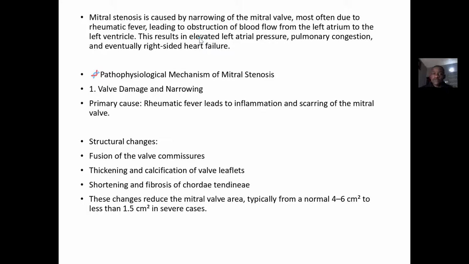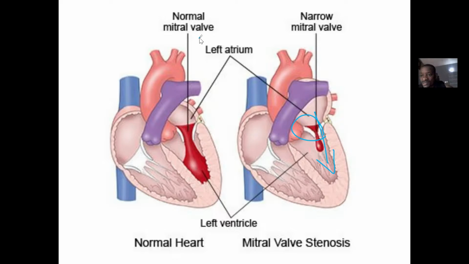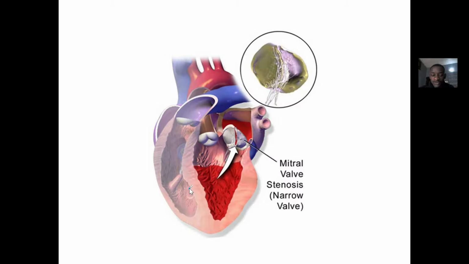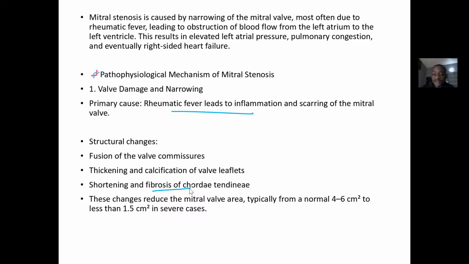So pathophysiology, first of all, it comes in because there's damage to the valves. Rheumatic fever is what leads to the inflammation, then damage to the mitral valve. So you have fusion of the valve commissures, thickening and calcification of the valve leaflets, and shortening and fibrosis of the chordae tendineae. The whole changes reduce the mitral valve area, typically from a normal 4 to 6 centimeters squared to 1.5.